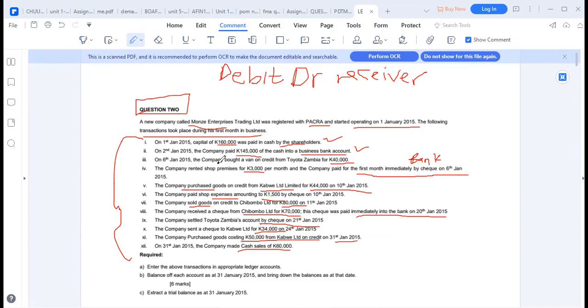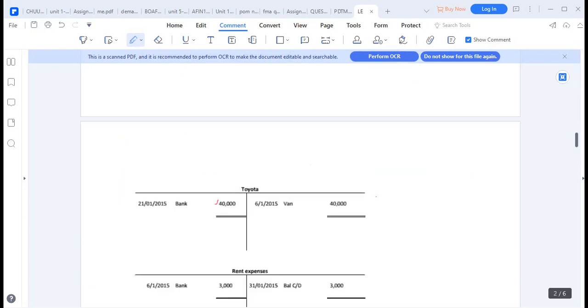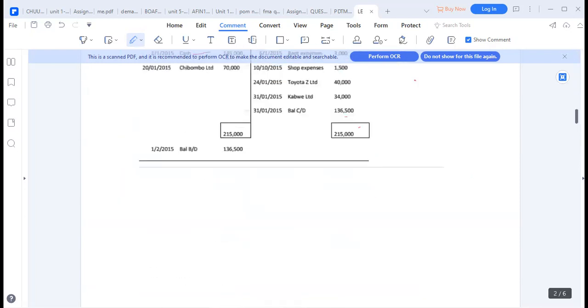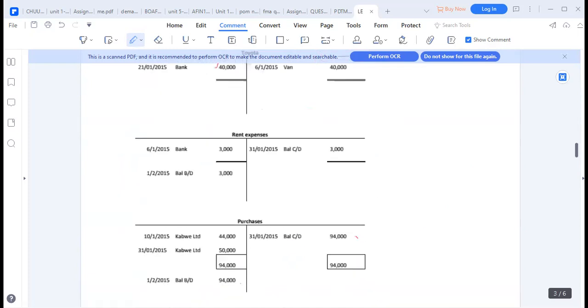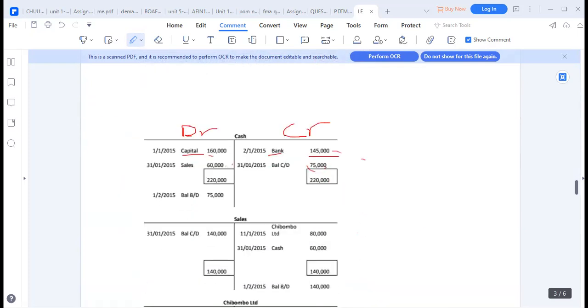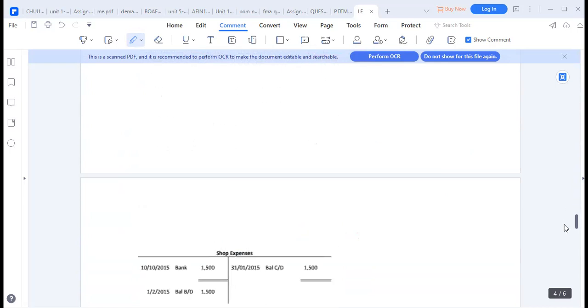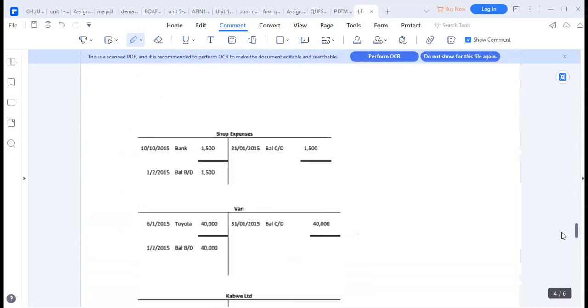Then on the 6th January 2015, the company bought a van on credit from Toyota Zambia. We bought from these guys, these are suppliers. We bought the van, so the van was on the receiving side. We have to open the van account. The van is on the debit side. It came from Toyota Zambia, and this is on the credit. This one was on the receiving side, so that's why it received 40,000.